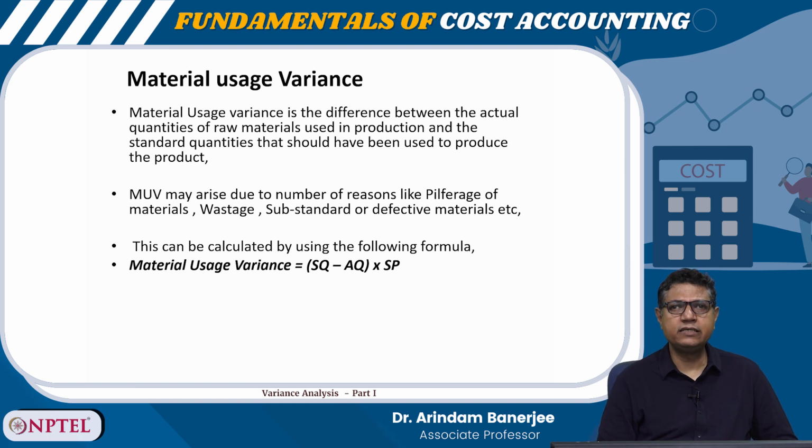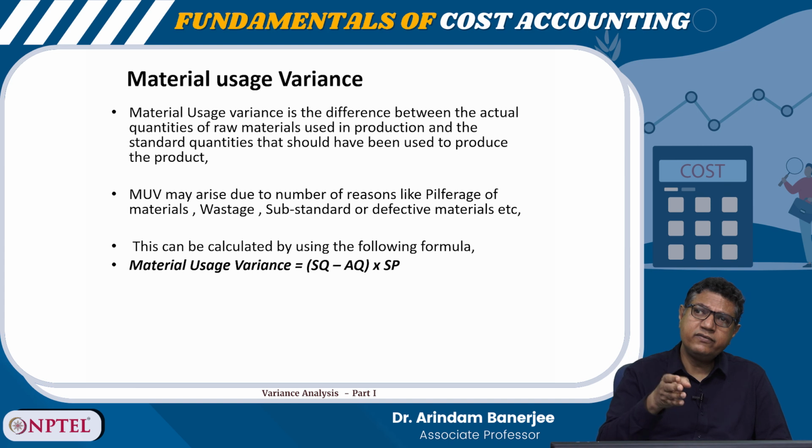Material usage variance. Material usage variance is the difference between the actual quantities of raw materials used in production and the standard quantities that should have been used to produce the product. MUV may arise due to a number of reasons like pilferage of materials, wastage, substandard, defective materials, etc.